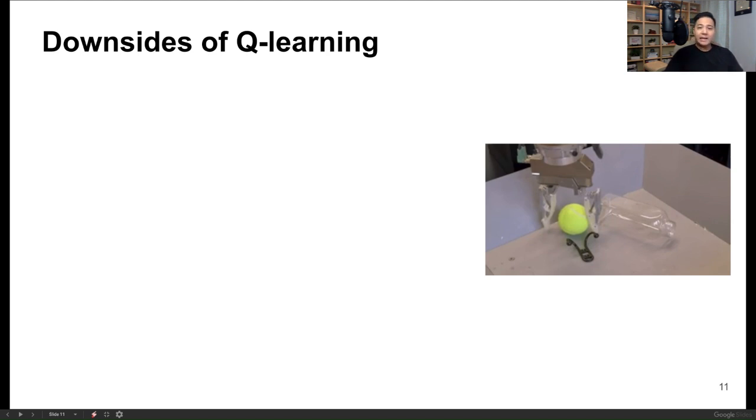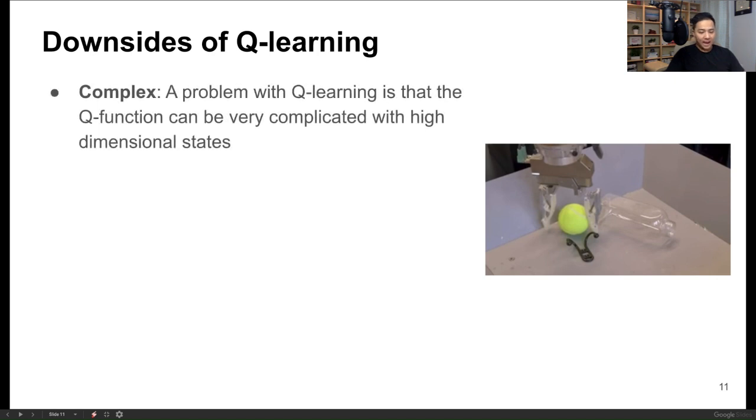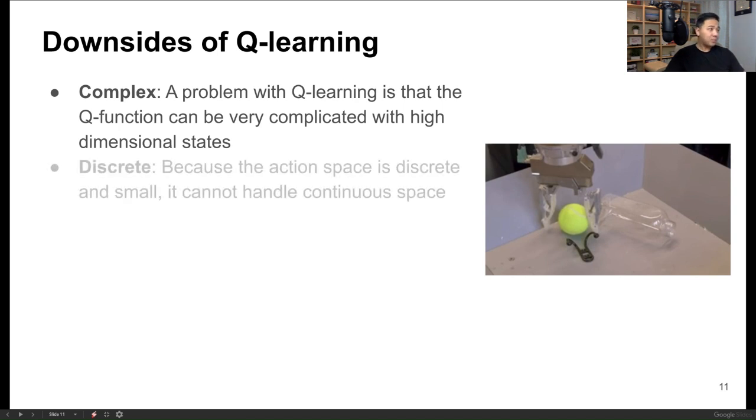Now, Q learning is not without any downsides. Number one downside is that if the Q function is too complicated, you can have trouble approximating it, especially since Q functions are built on multidimensional states, right? So for example, in robotic applications, you have a lot of different degrees of freedom. In that case, it's going to be hard to approximate a highly dimensional Q function.